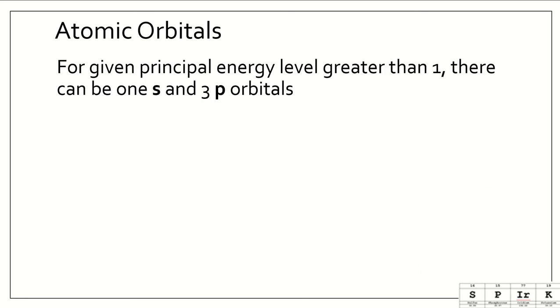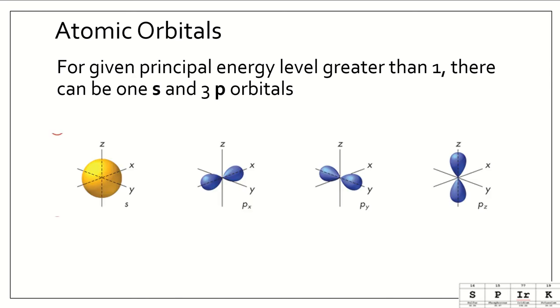So for given principal energy levels greater than 1, or anything below row 1 on the periodic table, there can be 1 s and up to 3 p orbitals. So for example, that would look something like this. Here we have our s orbital, here's px, here's py, and pz. And again, these second little letters here with the subscripts, those denote what axis the dumbbell lies on.